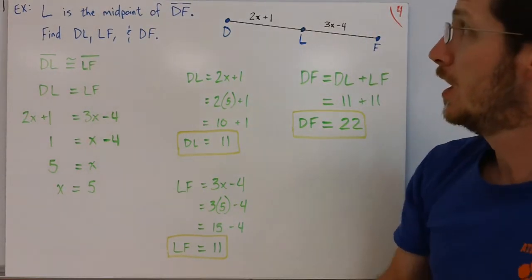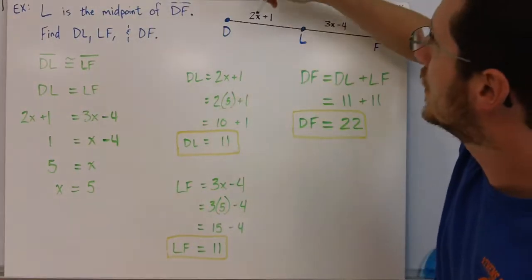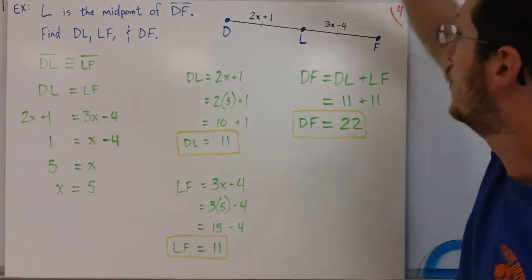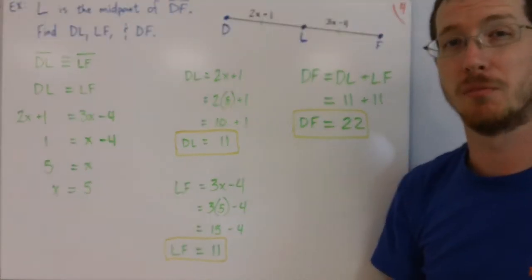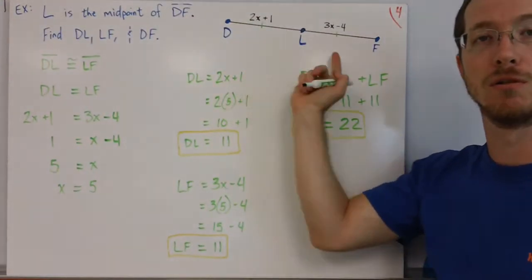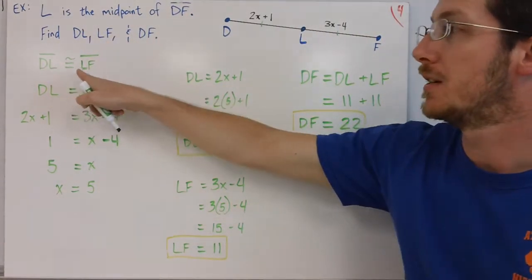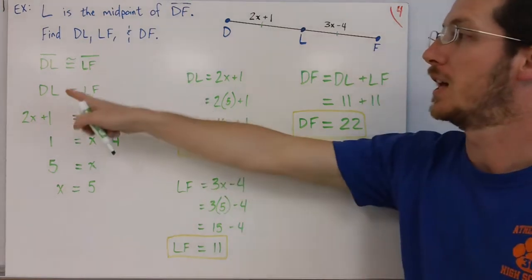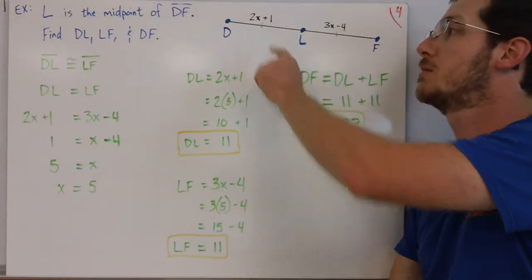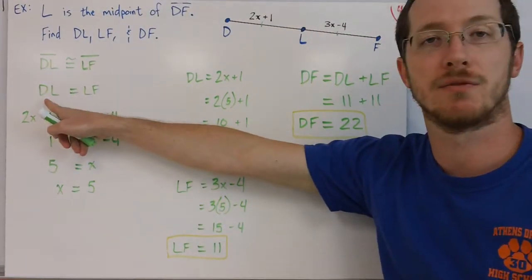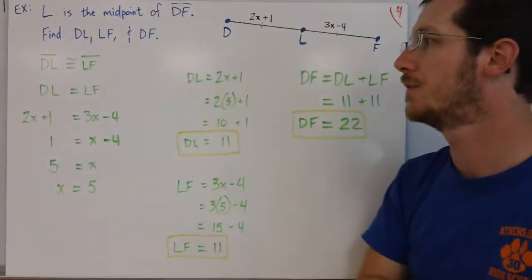Since we're told that L is the midpoint of DF, then on our diagram, we can go ahead and put tick marks on those two segments. Knowing the definition of a midpoint says that it divides a segment into two congruent segments. Mark up your diagram. We know segment DL is congruent to segment LF, which implies that their measurements are equal. So let's use some substitution. We know the measurement of DL is 2x plus 1, so plug that in for DL. We know the measurement of LF is 3x minus 4. Plug that in for LF.